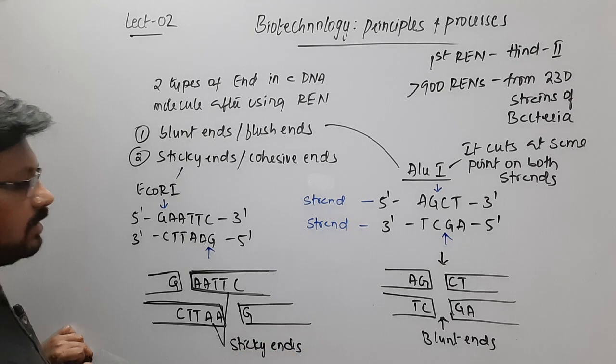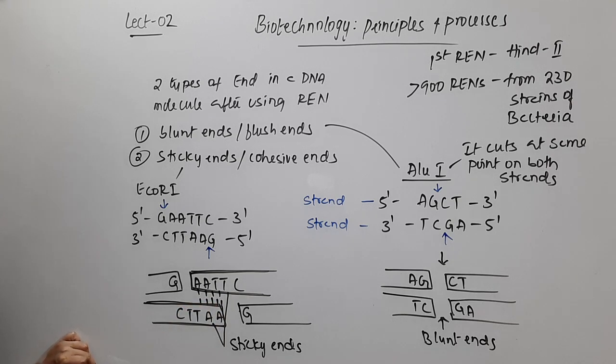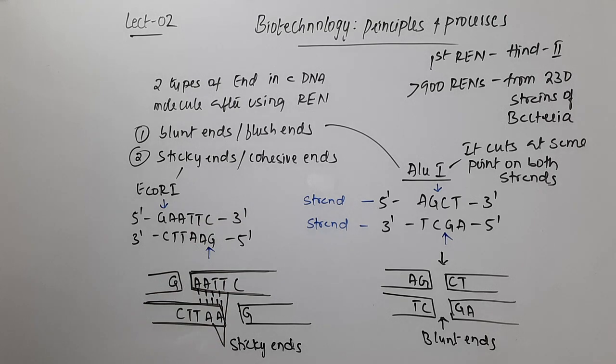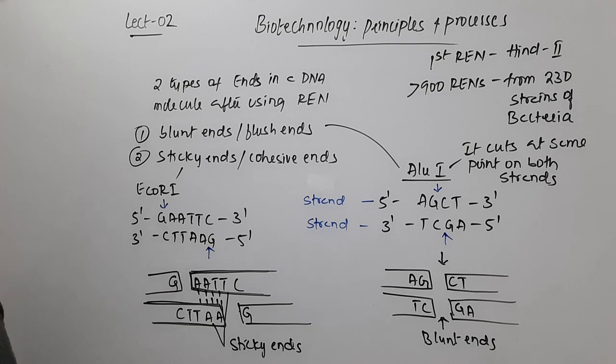So why are they called sticky ends? Because they will have hydrogen bonds which can readily form pairing. So for that reason, they are called the sticky ends or the cohesive ends. So these are two types of ends in a DNA molecule after using the restriction endonucleases.